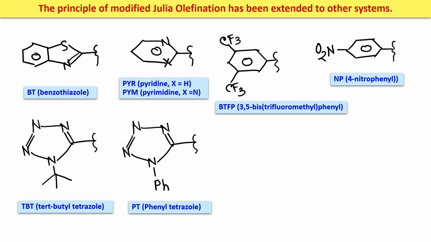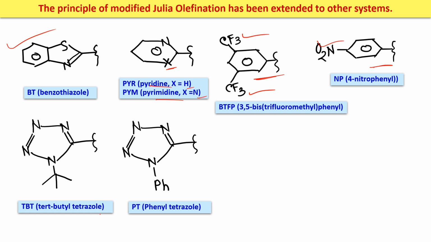There is further development of this process. This principle of modified Julia olefination we can extend further by changing this heteroaryl system. You can see here various heteroaryl systems, though these two are benzene related, but the rest are heteroaryl systems, right? So Bt is benzothiazole, you have already seen it. There can be pyridine or pyrimidine. This X can be H or N. Then there is some electron withdrawing group attached to the aromatic ring. Basically, what we are doing is making this aromatic system more electron deficient by adding some electron deficient group, right? That is the purpose.